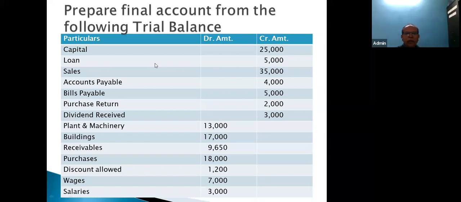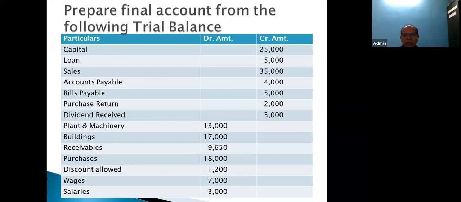So this is the second numerical on final account. Prepare final account from the following trial balance. So I am sharing a numerical, that is an illustration on final account. You will be provided a trial balance, and below the trial balance there will be some adjustments, and on the basis of trial balance and adjustments we have to prepare trading account, profit and loss account, and balance sheet.